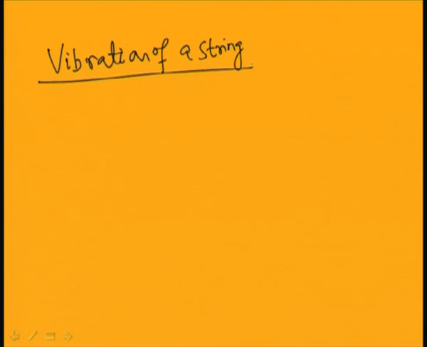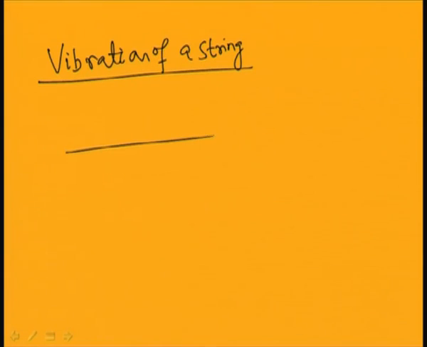So, first let us see the vibration of a string. You have seen these strings in musical instruments. Let this be a string which is in tension. Let T be the tension in the string. I can take a small element of that string, let dx be the small element of that string.